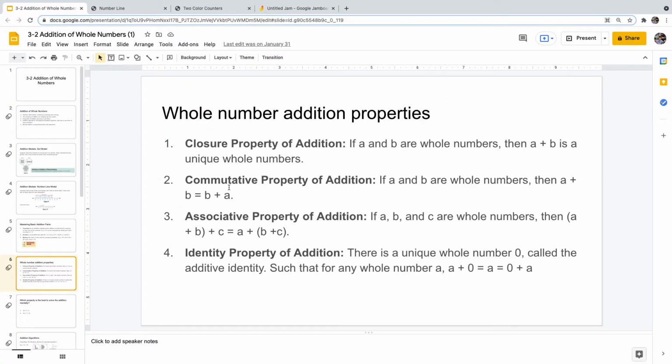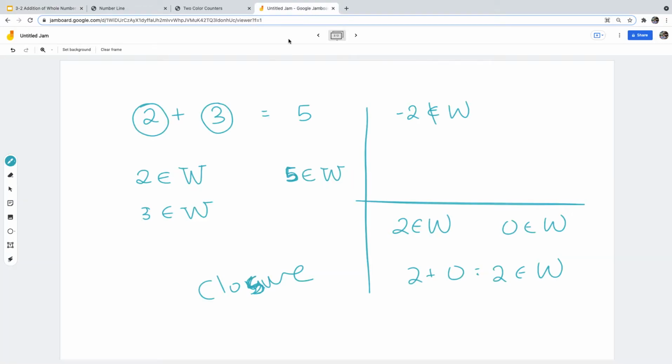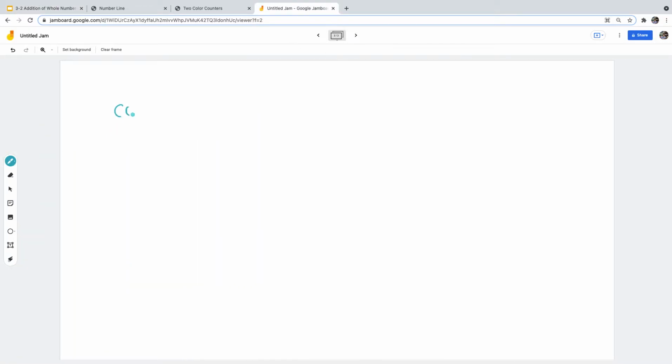Okay, commutative property. When we are talking about commute, what does commute mean? I commute. What does that mean? You go to work from home, or the other way around. So commute means you go from here to there. Commutative property is very similar. Commutative property in addition of whole numbers: even if you are switching them around, equality doesn't change.